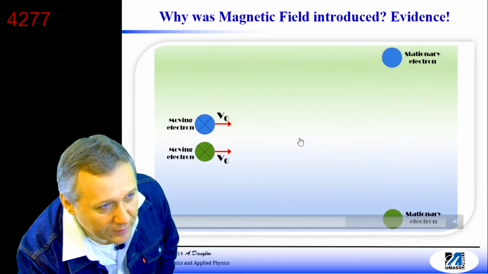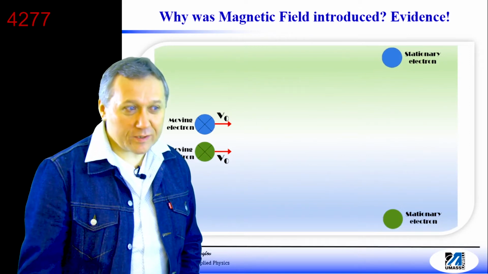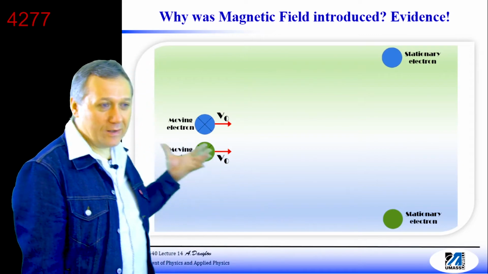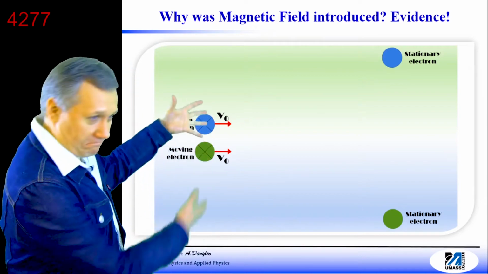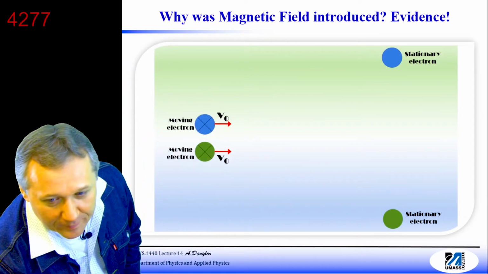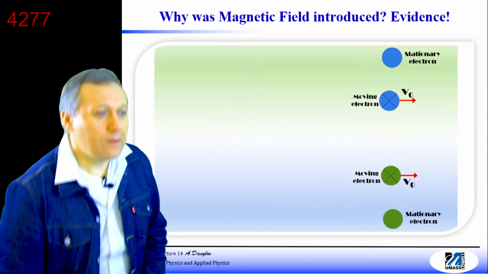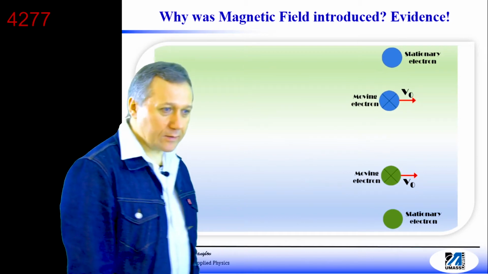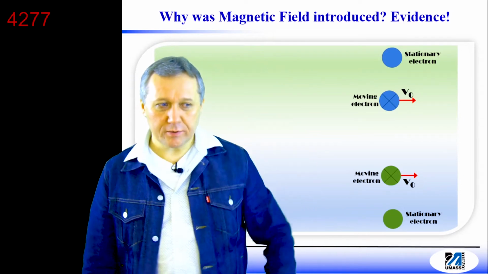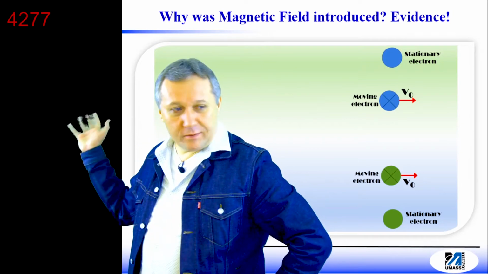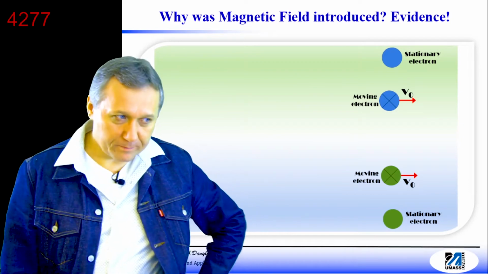Right? And after some time, they will be displaced by that distance, right? So now let's compare this displacement with the result from these two moving electrons, right? Okay, and surprise, surprise, the results are different. When electrons are stationary, they are displaced by a larger distance than the displacement produced by the electrons which move.